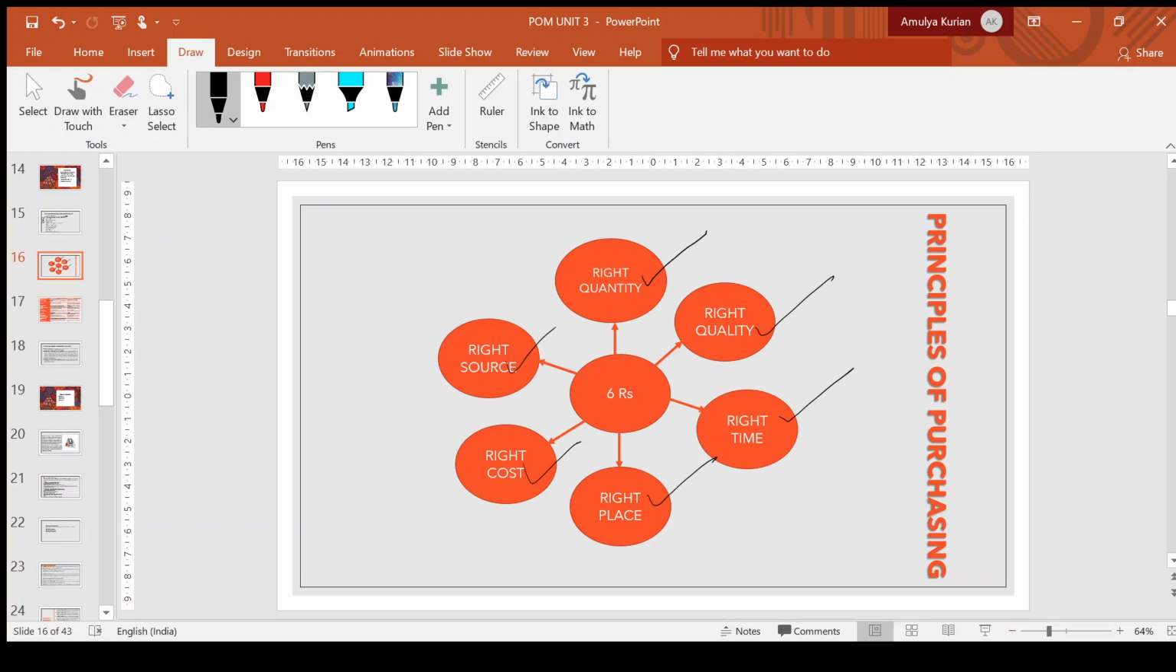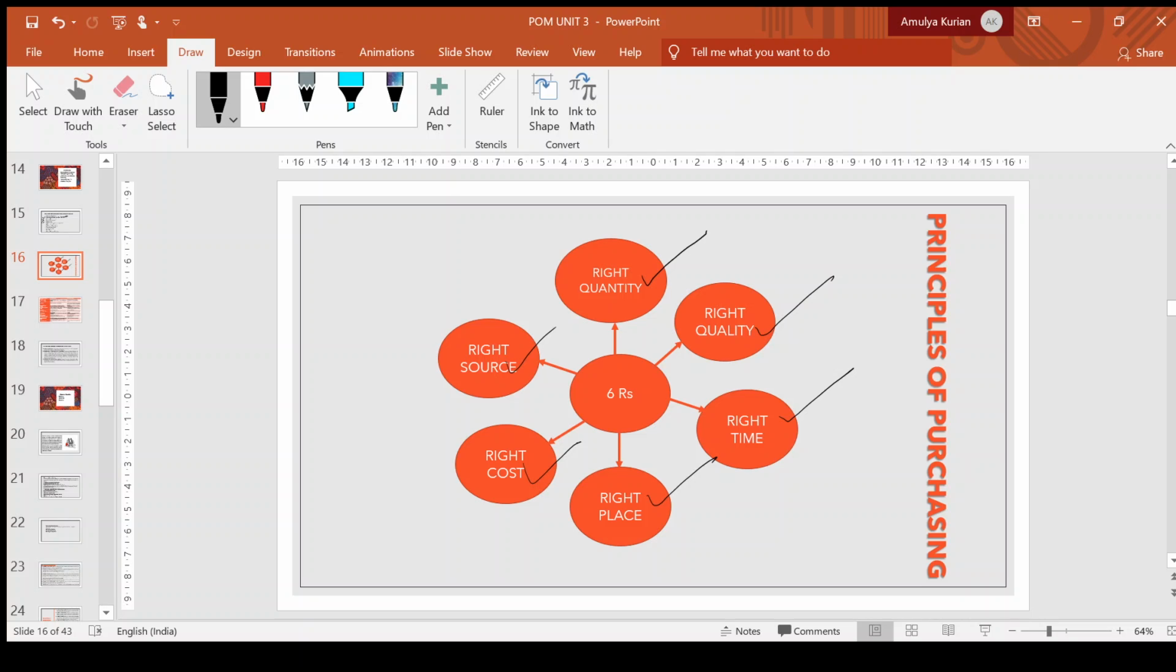Right time means the time when the stock reaches the minimum level. Okay, all the companies will have set a minimum level wherein the production will be doing smoothly till the product comes in. So that time when the stock reaches the minimum level is the right time.